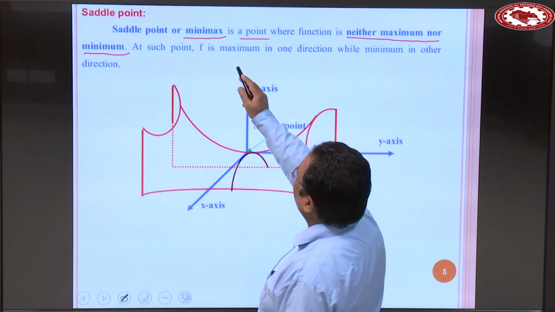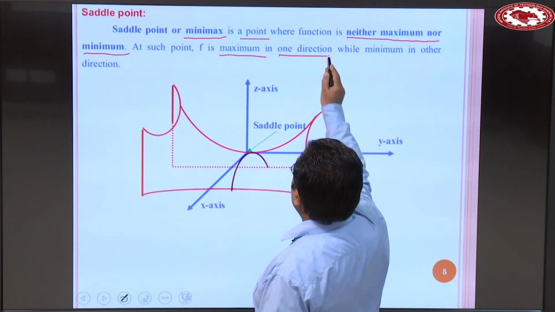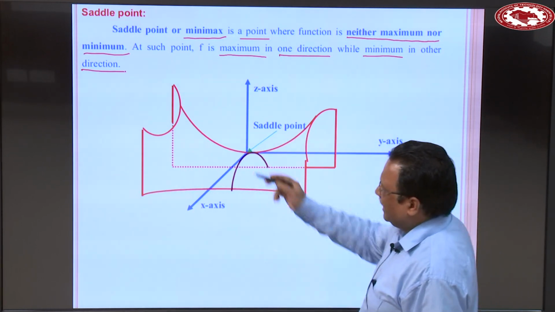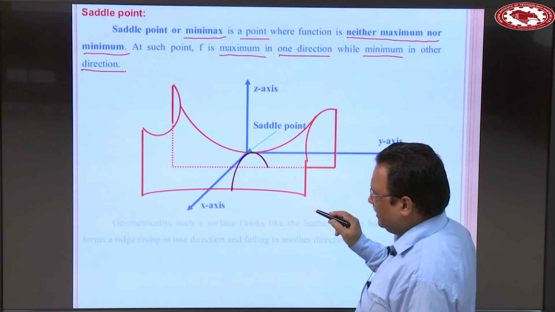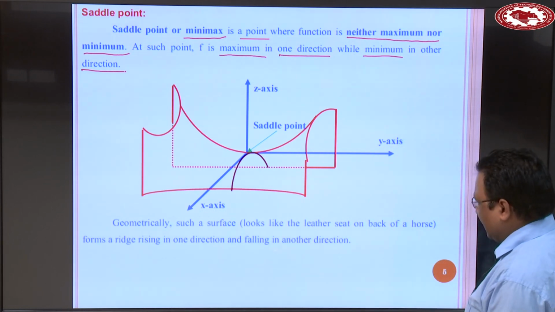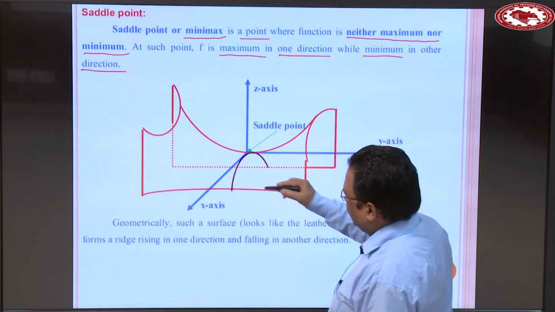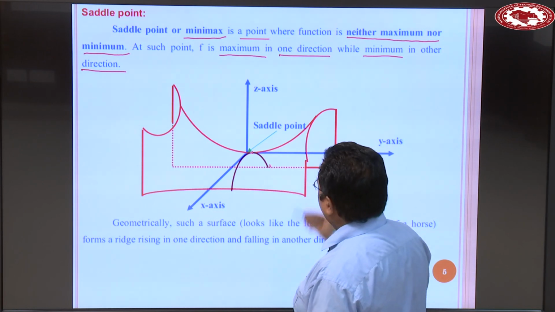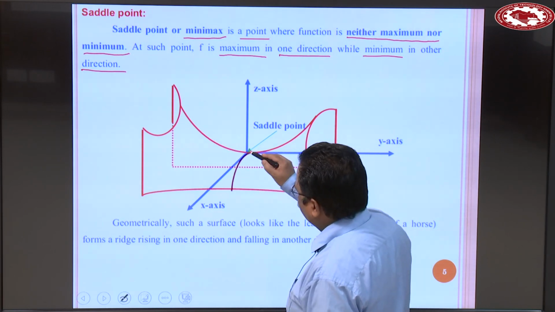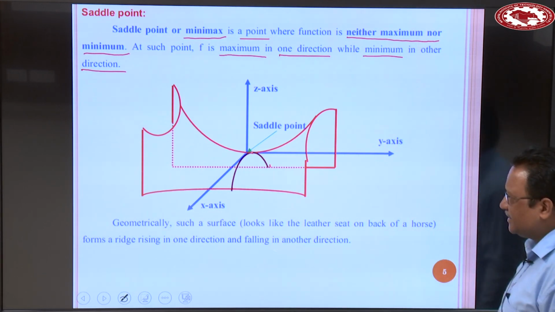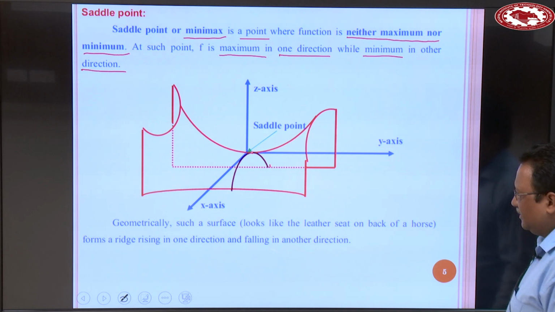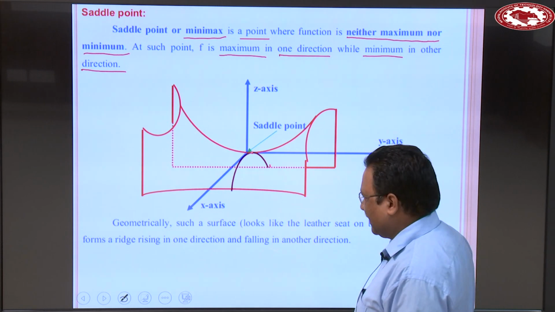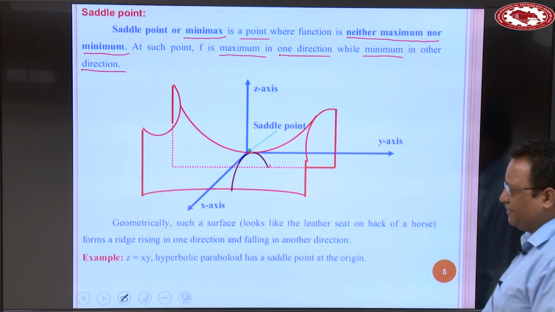At such a point, f is maximum in one direction, while minimum in the other direction, like this. This one is the example. This is a leather seat on the back of a horse. If we consider this type of surface, then this point is the maximum point. If we consider this type of surface, then this one is the minimum point. So, geometrically such a surface looks like the leather seat on the back of a horse, forming a ridge rising in one direction and falling in another direction.